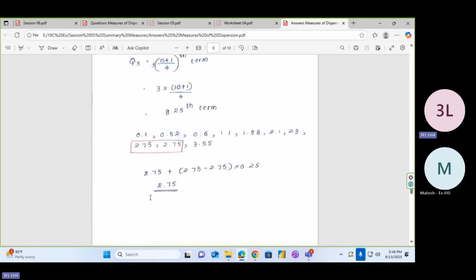Then office 2, what is the Q3? 2.75. Okay, then it means 75% of the problems have been cleared in less than 2.75 in office 2. Okay, now clear?